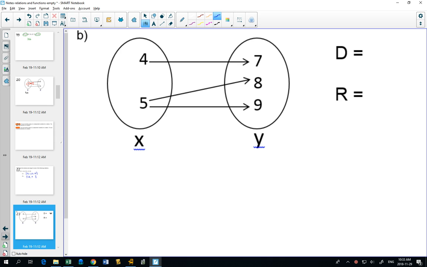I find in an arrow diagram it's really easy to see domain and range. What are our x values? 4 and 5. What are our y values? 7, 8, and 9.